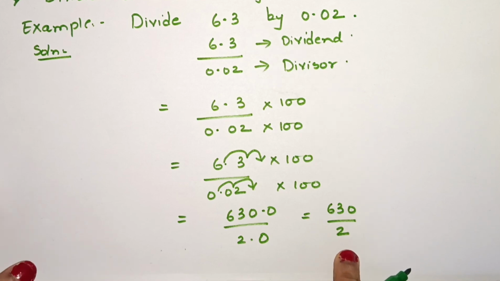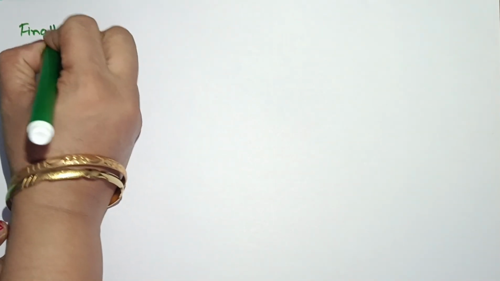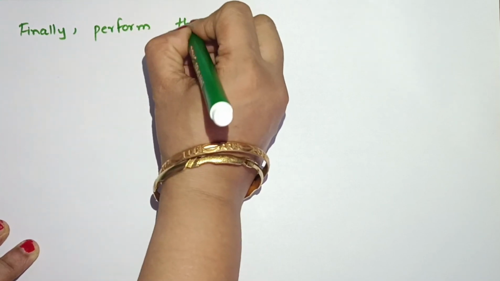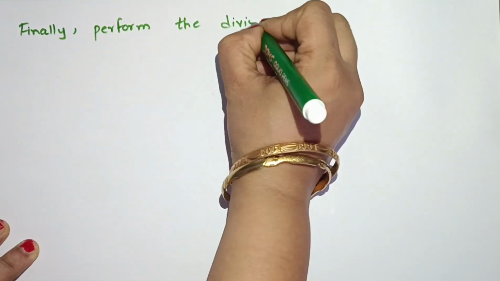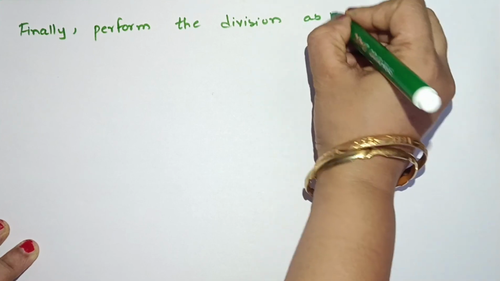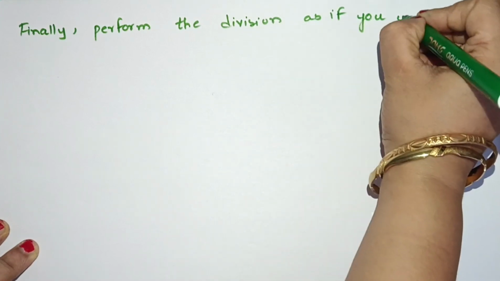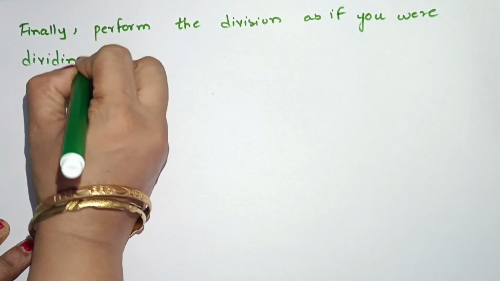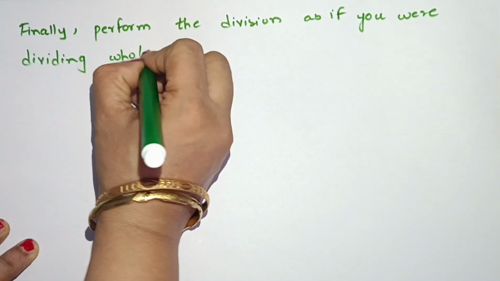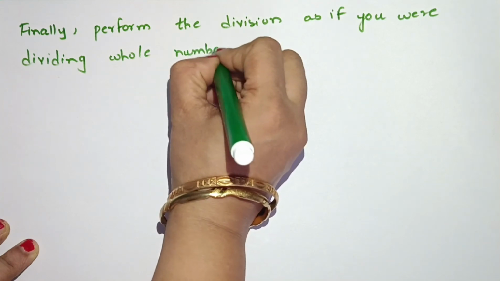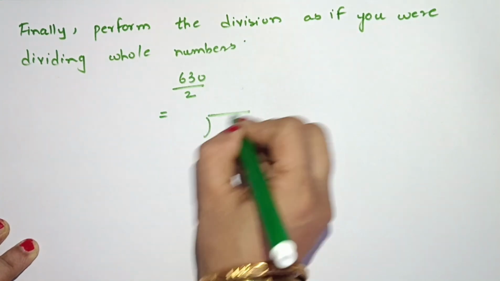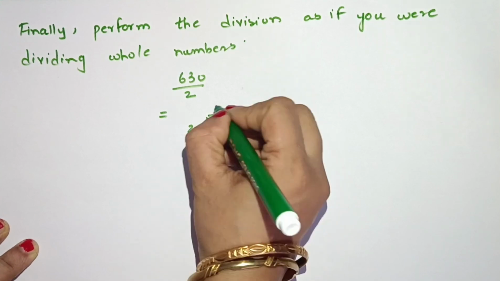So let's switch to the next page. Now finally, what we have to do? Perform the division as if you were dividing whole numbers. Normal division. So 630 divided by 2, which is equal to what? 2 is the divisor, 630 is the dividend.